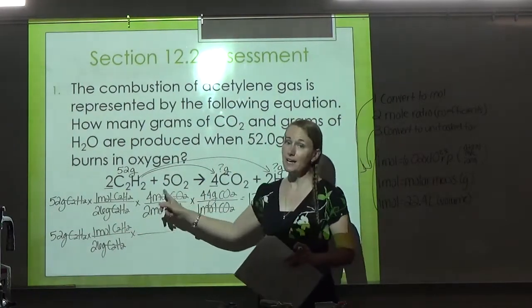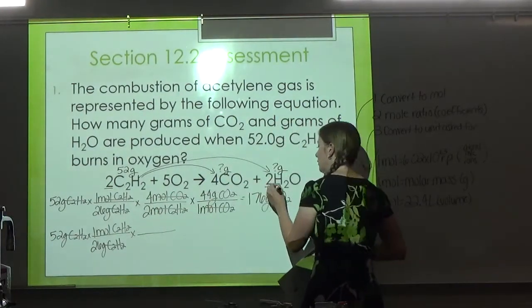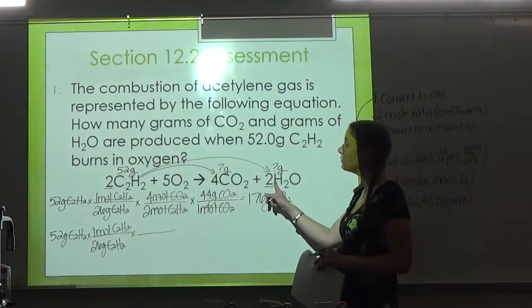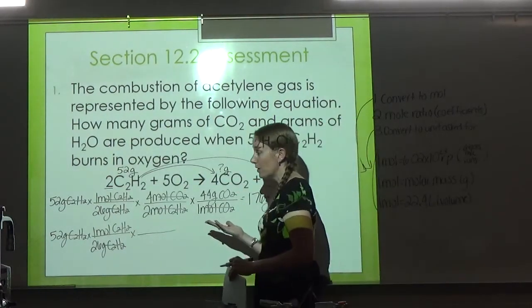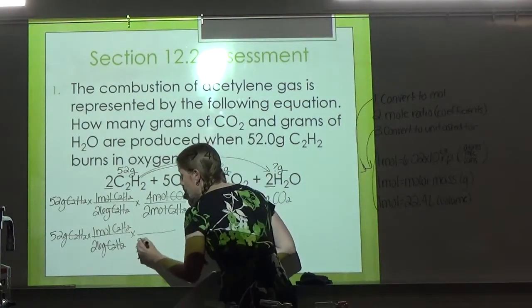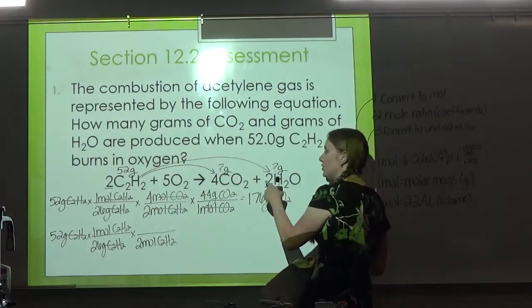Step 2 is mole ratio using coefficients. Now this is where you can't copy mine, because see, I was going to carbon dioxide. You are going to water. So 2 moles of acetylene makes 2 moles of water. Which one do I put on bottom? Well, since I had acetylene right here, I'm going to put the 2 moles of acetylene on bottom, and that's going to make 2 moles of water.